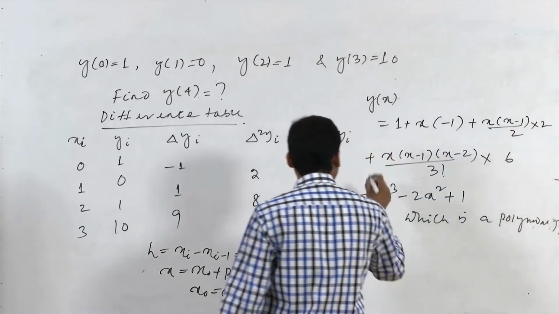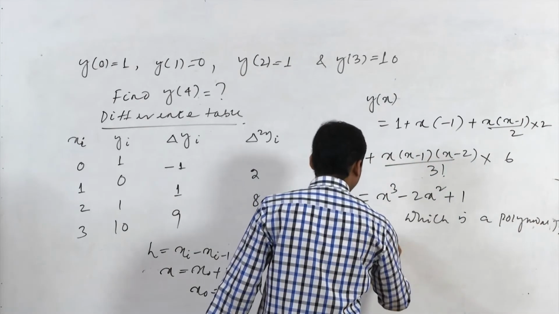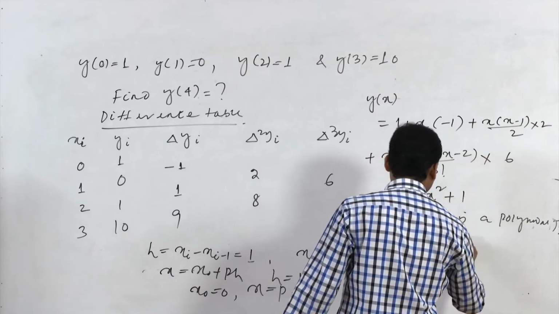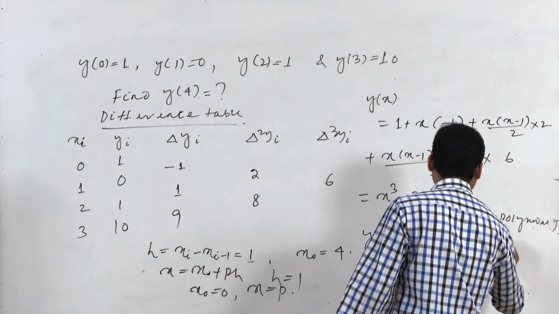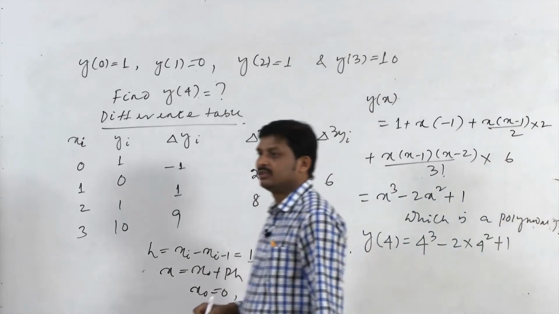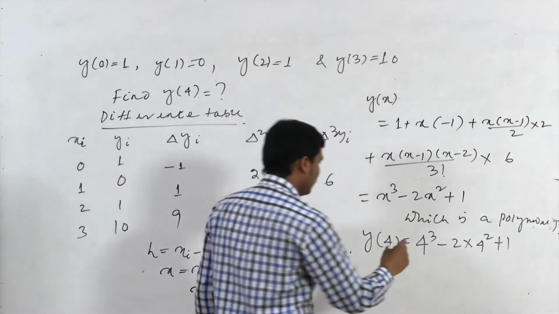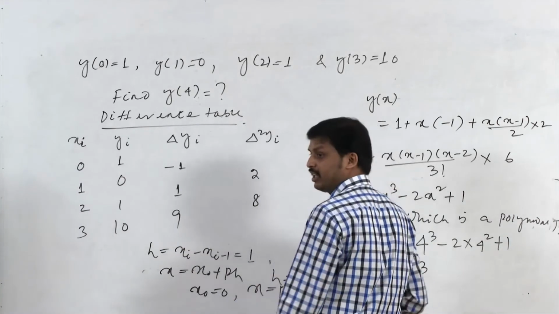And if we want to find the value of y at 4, we can just write 4 to the power 3 minus 2 into 4 square plus 1. So, it can be written as 33.